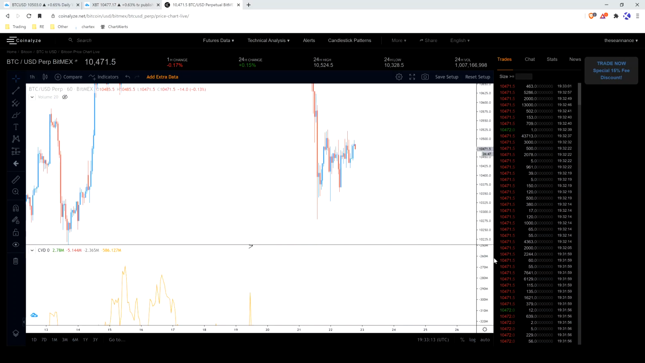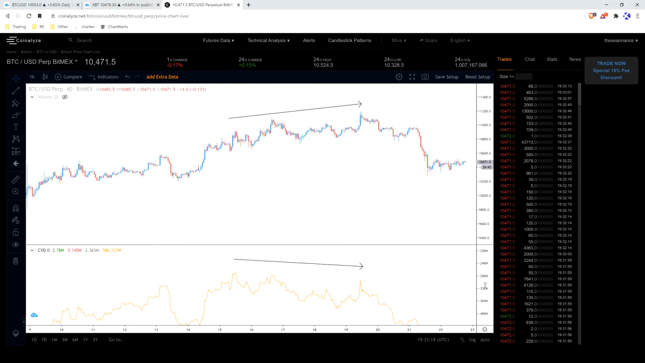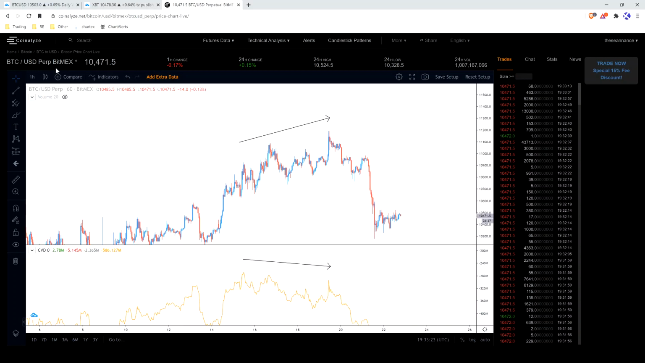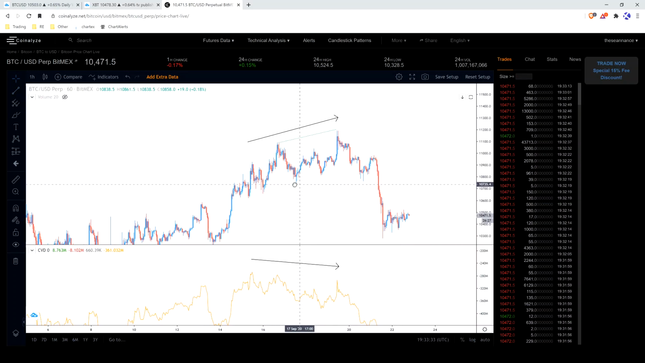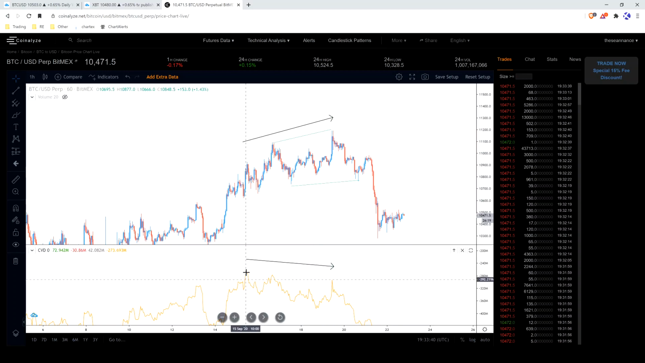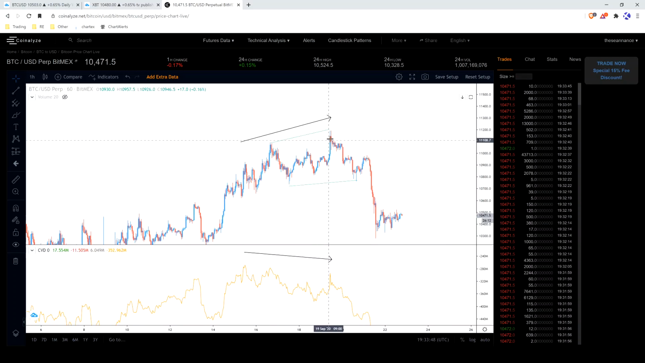You can't get CVD on TradingView. Any CVD that you see on TradingView is only an estimate. So don't rely on any CVD on TradingView. But I go to Coinalyze, I use the BitMEX contract, and you see that same flat right here. But we did not have any buy pressure at the top, right here. The CVD made a divergence, suggesting that there are no buyers interested here.